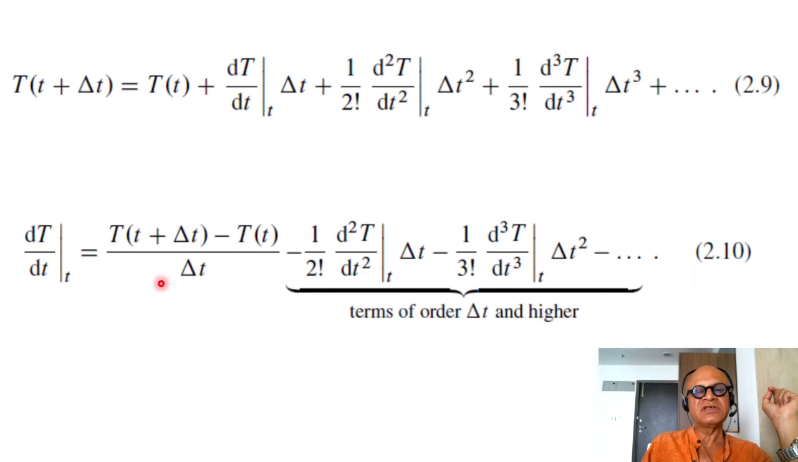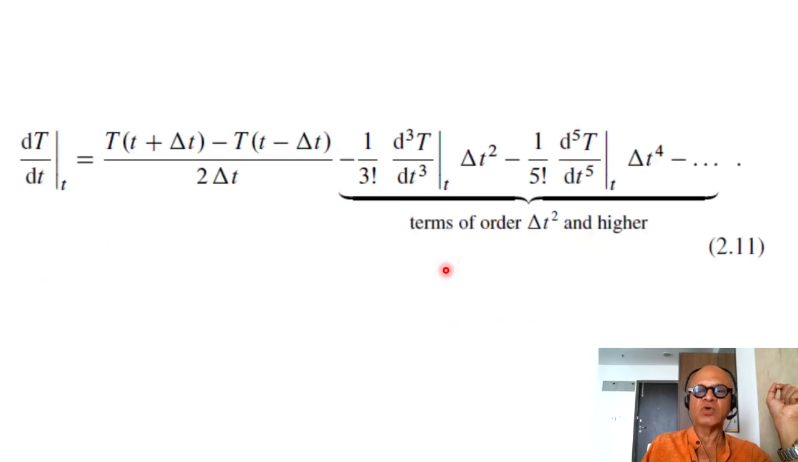So this is the approximate expression for the time rate of change of temperature, and these are the terms of order delta t and higher. So this is order delta t squared, and so on. If you decide that you are going to ignore these terms, then you estimate the time derivative of temperature with this expression, with this representing the order of accuracy. That's how much you have ignored.